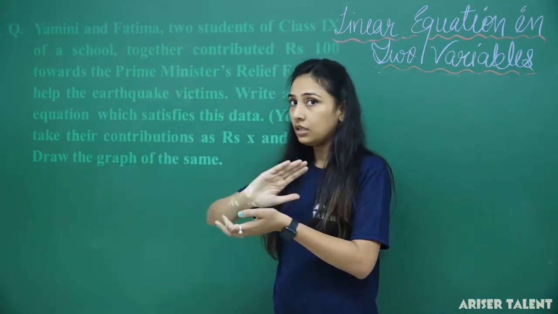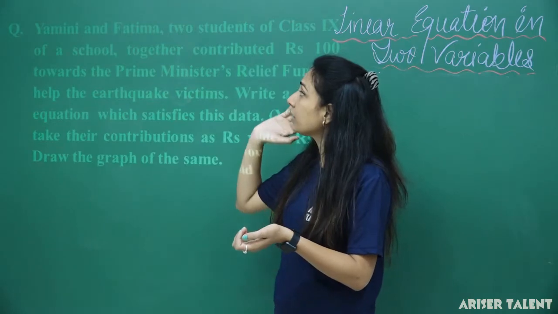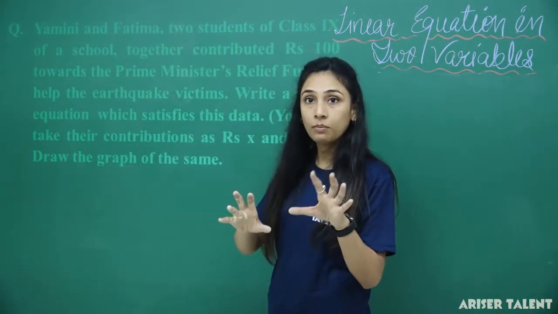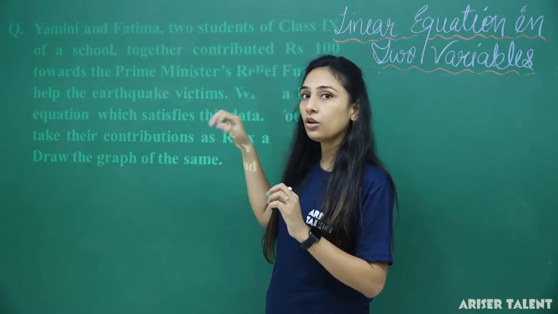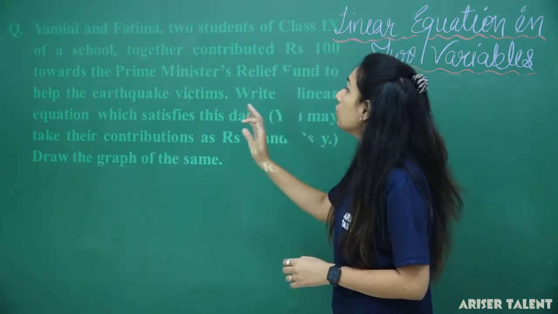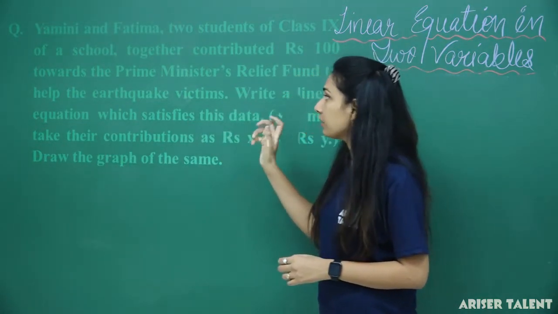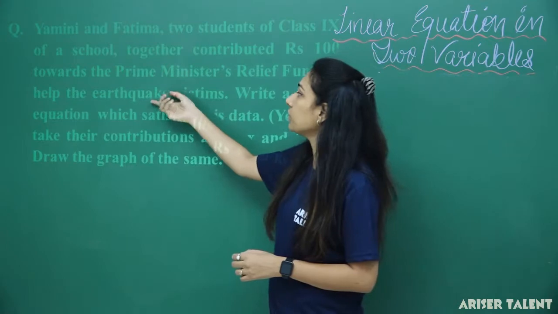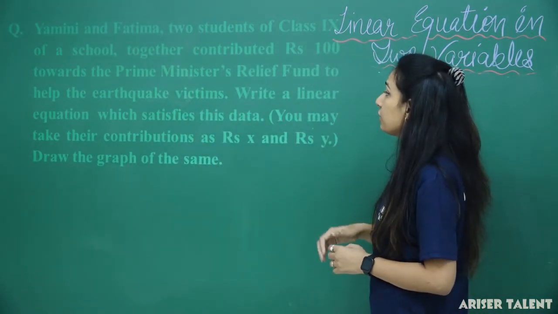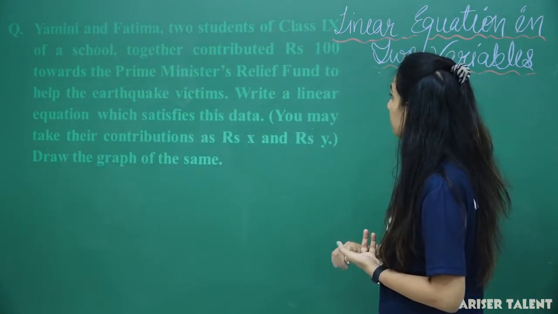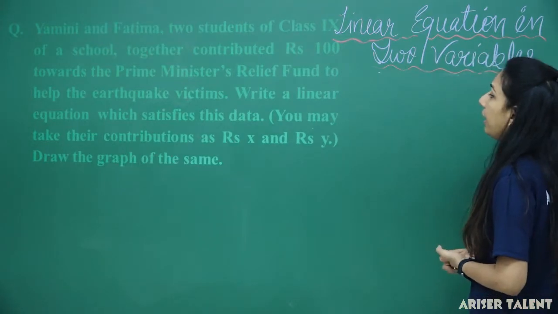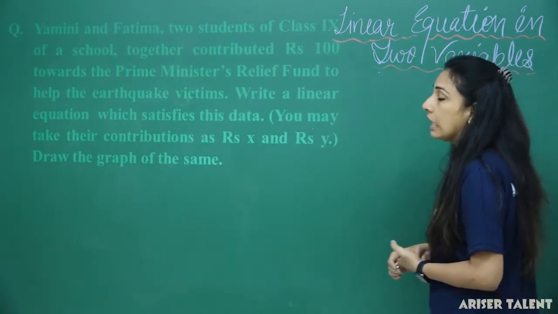How much money Fatima gave is not known. How much money Yamini gave is not known. Both values are unknown, but they put some of their money in the Prime Minister's relief fund to help the earthquake victims. So due to this earthquake, they provided. Write a linear equation which satisfies this data. You may take their contributions as x and y. Draw the graph of the same.